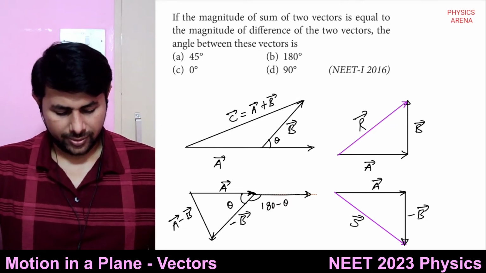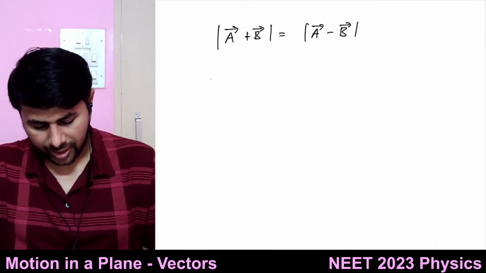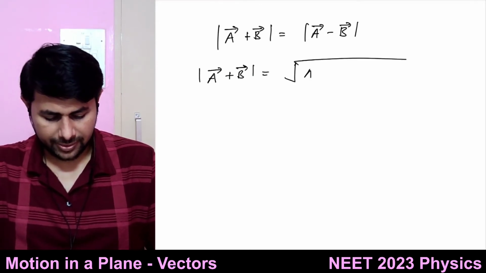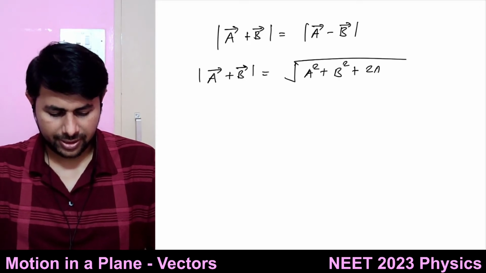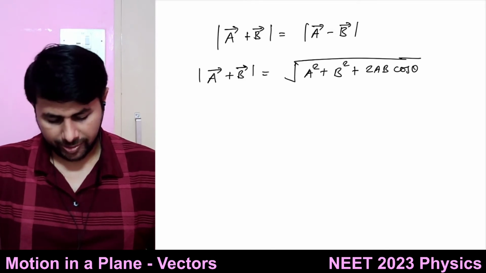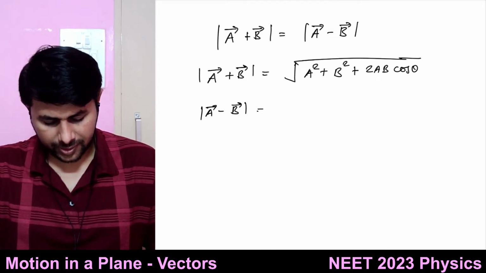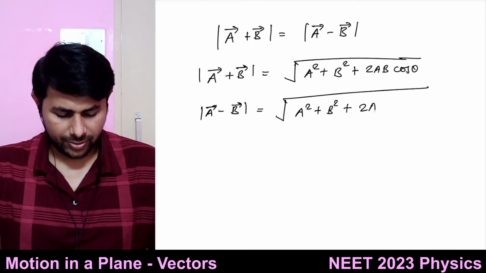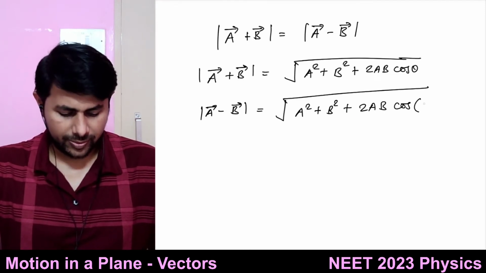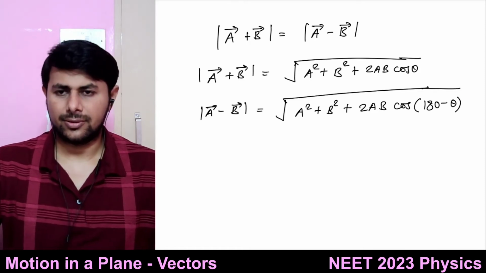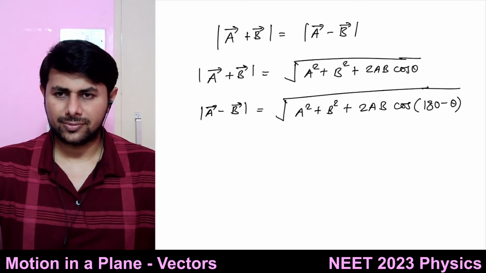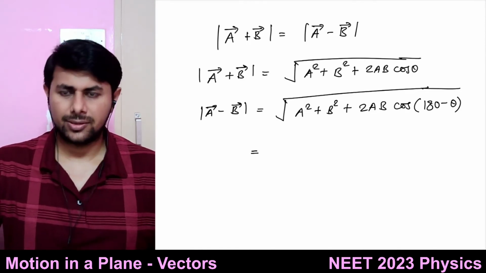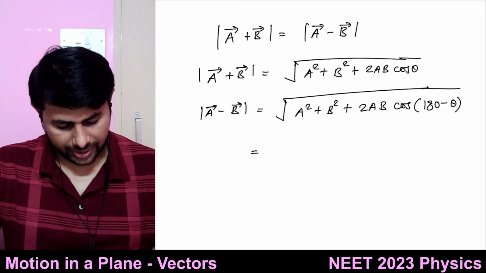Okay. So now, how much would be the magnitude of A bar plus B bar? Square root of A square plus B square plus 2AB cos theta. And how much would be the magnitude of A bar minus B bar? Square root of A square plus B square plus 2AB cos of 180 minus theta. And it will be minus cos theta. Right? Will it be minus cos theta? Yes, sir. Okay, so it is minus cos theta.